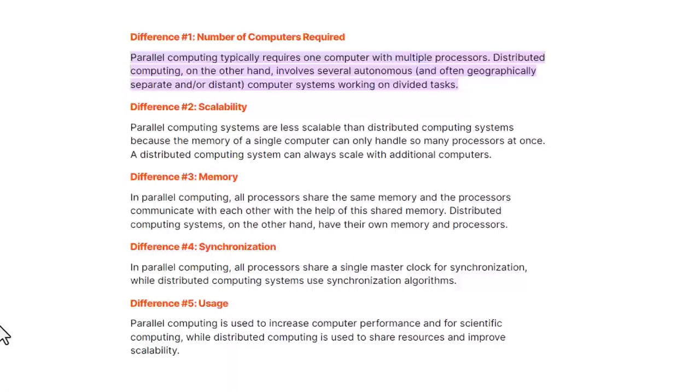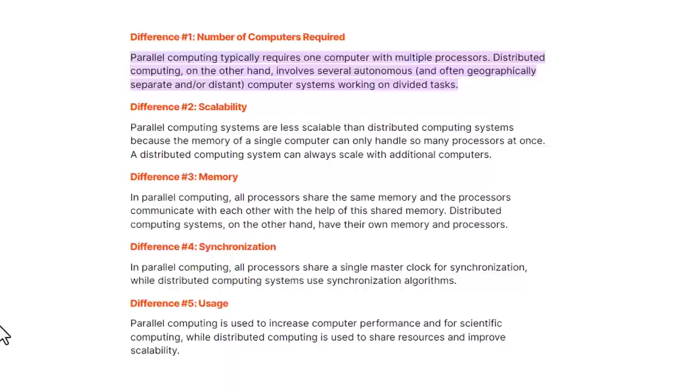Difference one is the number of computers required. Parallel computing typically requires one computer with multiple processors. Distributed computing, on the other hand, involves several autonomous computers working on a divided task. Divided task means all the tasks belong to one particular task. But in parallel computing, there are multiple processors and all can work on a similar type of task or can work on a different task.